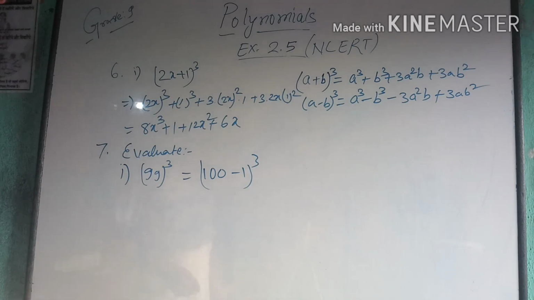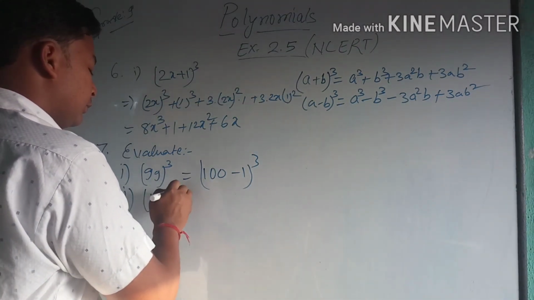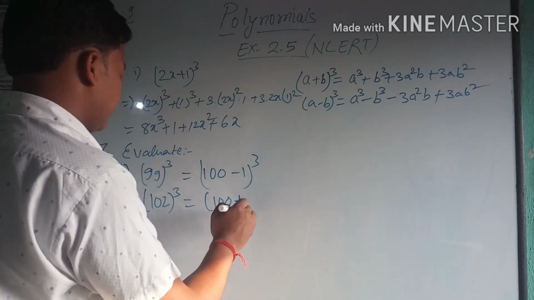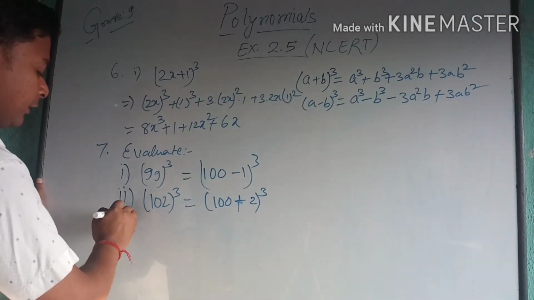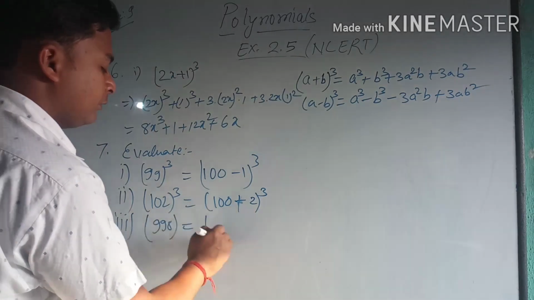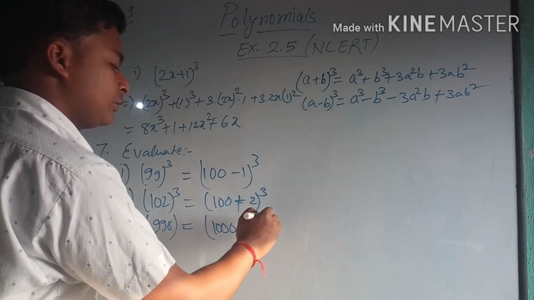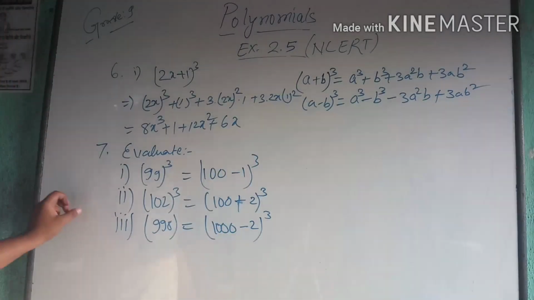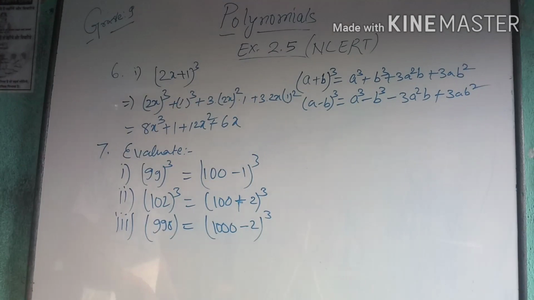And the last one is 998. We can write it as 1000 minus 2 whole cube. It is your a, it is your b, a, b. And similarly, you will use this application of the identity. You can simplify very simply.